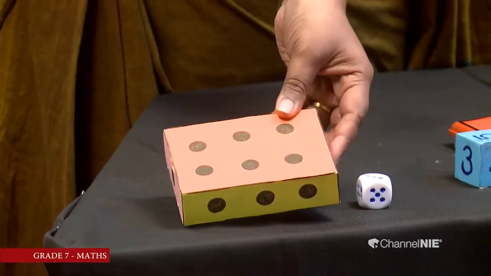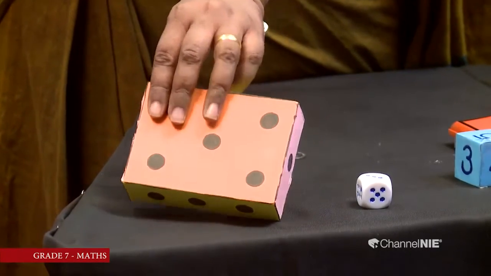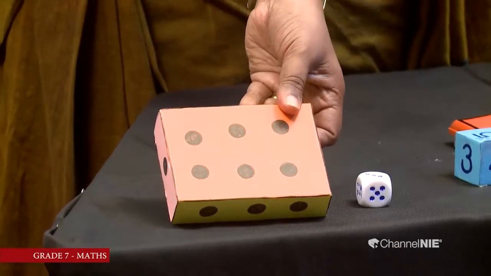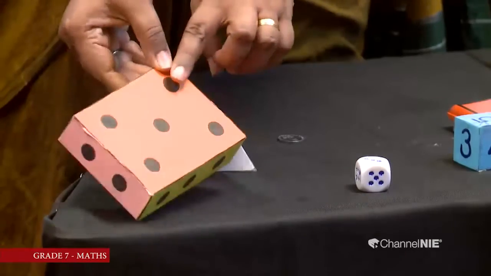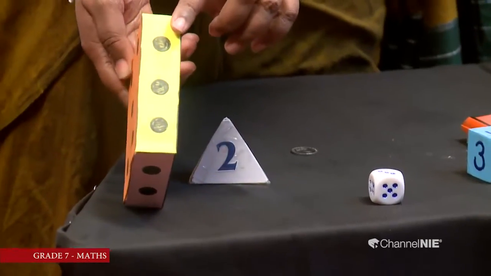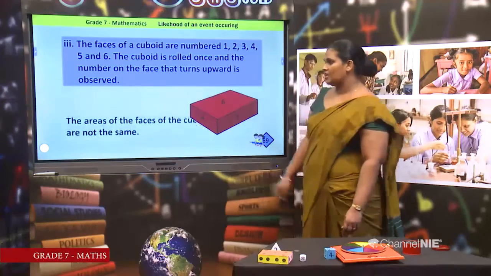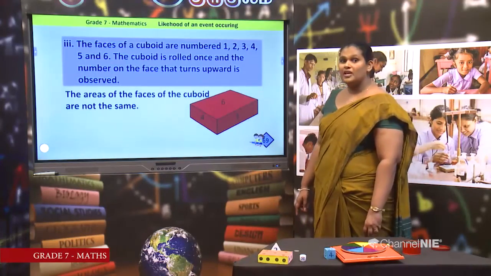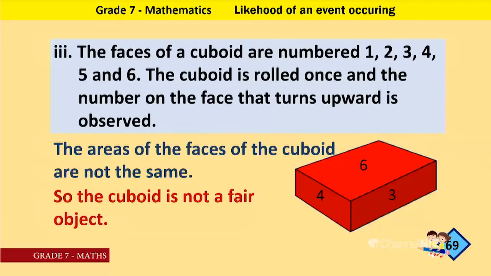Here we have numbered the 6 sides from 1 to 6, but as I have mentioned previously, the area of each side is not equal. So, we will see what would happen. So, the area of the faces are not equal. Therefore, the cuboid is not a fair object, or else we can say it is a biased object.